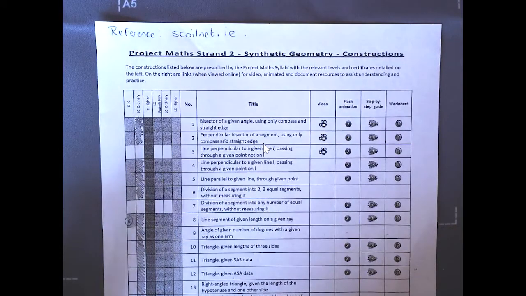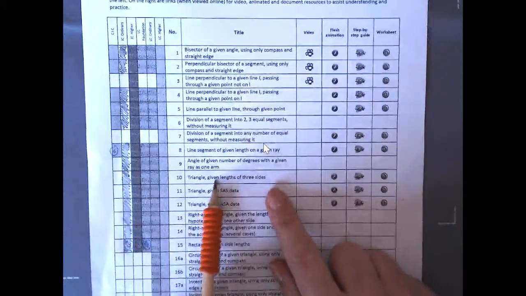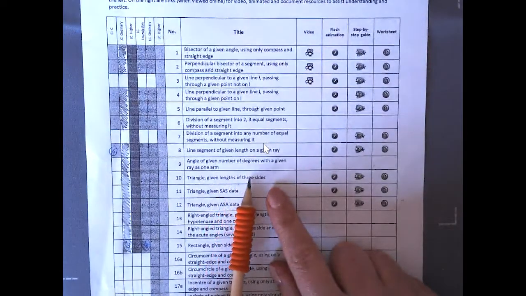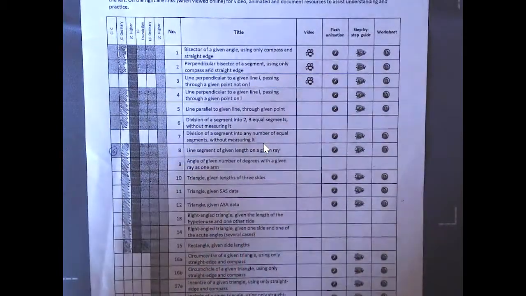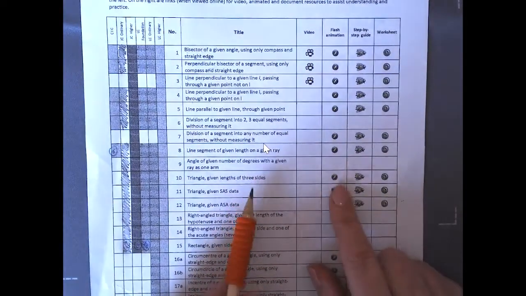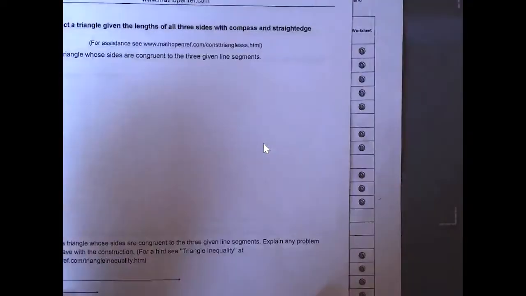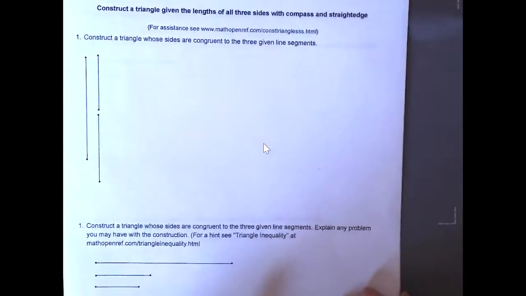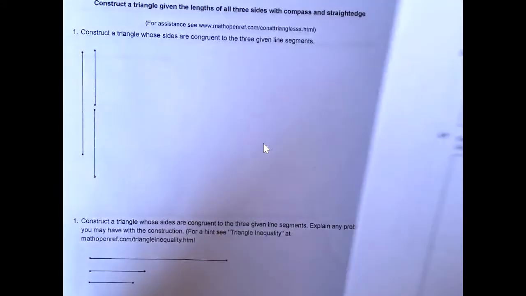Right, in this video we're going to look at construction number 10, again from SQLnet. So it's the triangle given the lengths of 3 sides, or SSS if you're familiar with the terminology used for congruent triangles. So they're going to give us 3 sides. I'm going to use the sheet here that SQLnet recommends to do the actual construction. But just to show you how it comes up in an exam.